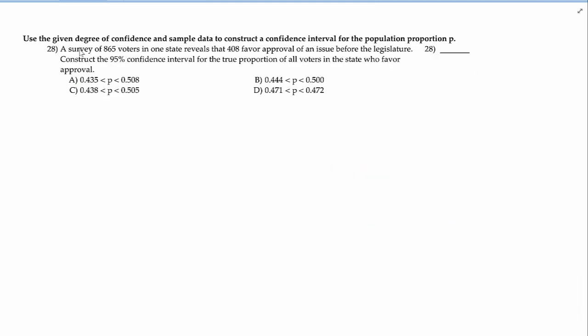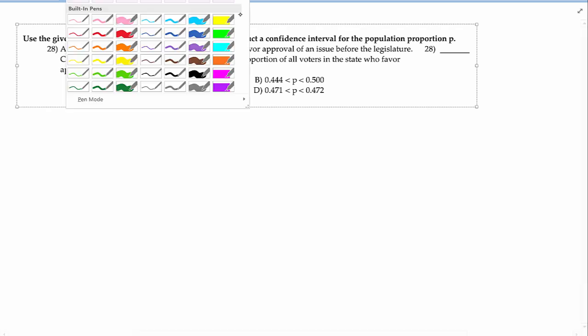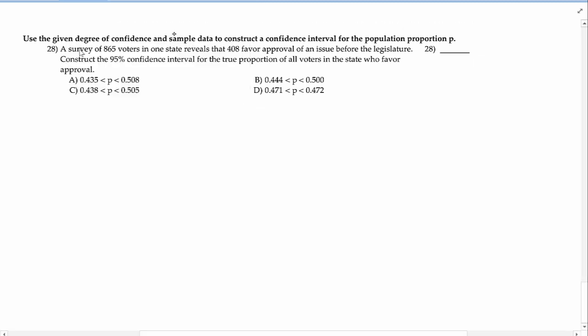All right, let's look at problem number 28. So in problem 28, it says that a survey of 865 voters in one state reveals that 408 favor an approval of an issue. Construct a 95% confidence interval for the true proportion of all voters in the state who favor the approval.